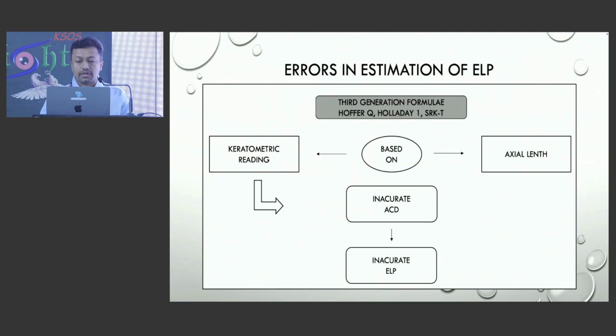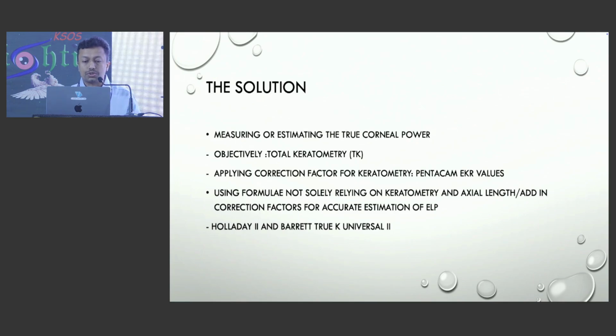The estimation of ELP in the third generation formulas like Hoffer-Q, Holladay 1 and the SRK-T is based on the keratometer reading as well as the axial length, resulting in an improper AC depth leading to an inaccurate effective lens position. Whereas in post-refractive surgery, the keratometer reading is varied, resulting in an inaccurate AC depth, resulting in an inaccurate effective lens position. So what is the solution?